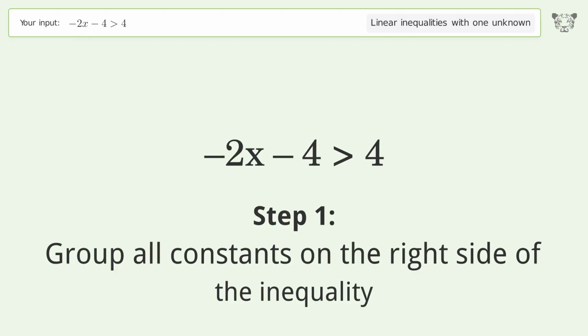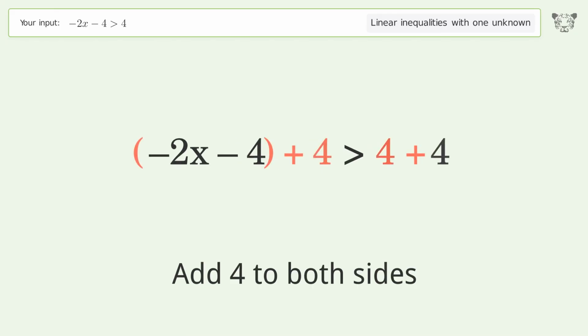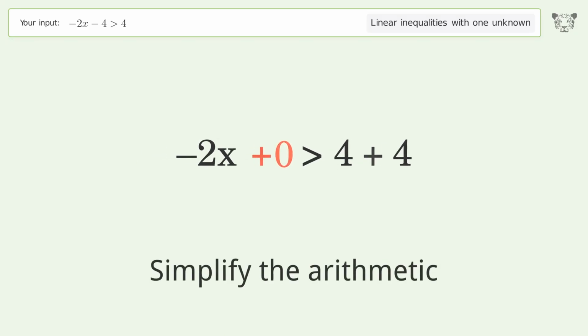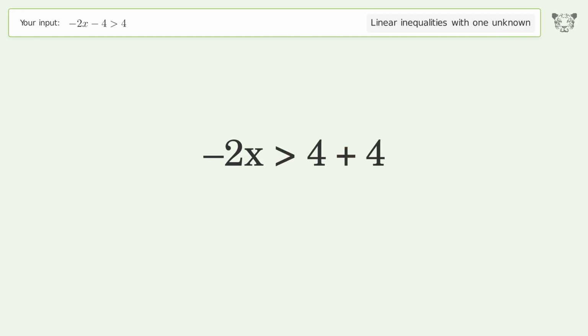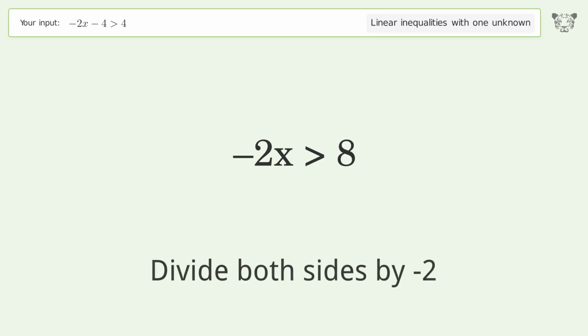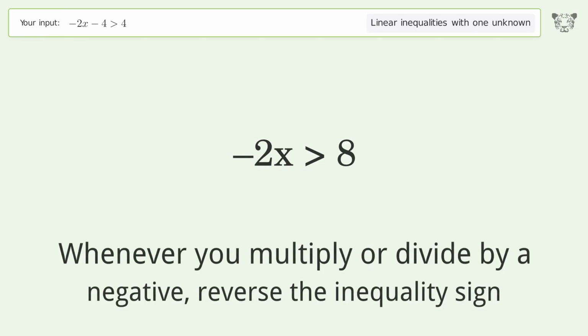Group all constants on the right side of the inequality. Add 4 to both sides. Simplify the arithmetic. Isolate the x. Divide both sides by -2. Whenever you multiply or divide by a negative, reverse the inequality sign.